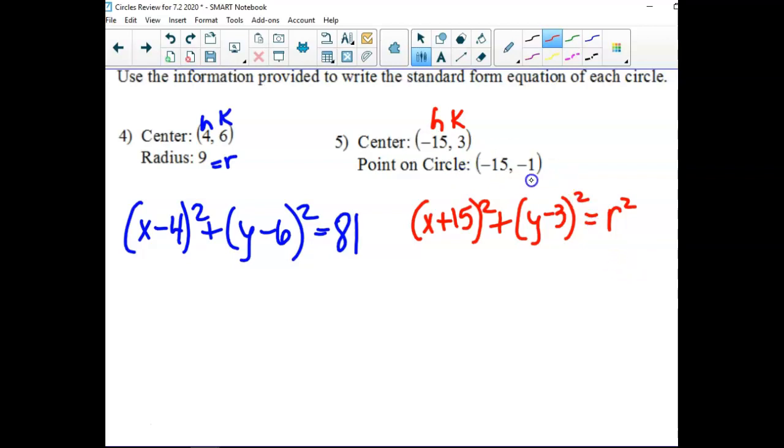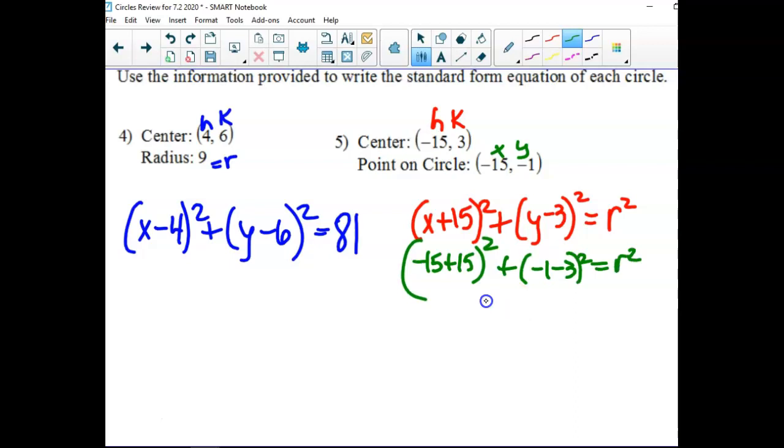But if this is a point on the circle, where could I put those numbers in? Yes, Destiny. I could put this in for x and this in for y. So I'll have -15 plus 15 plus -1 minus 3. Be careful. This is 0, but this is -4 squared, which becomes positive 16.